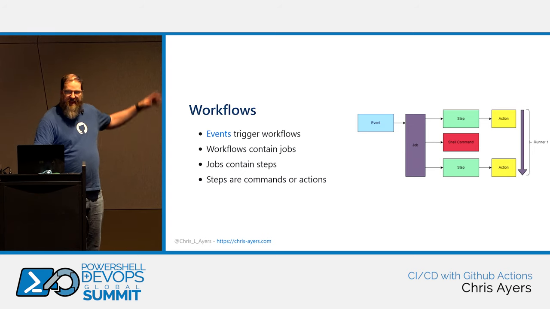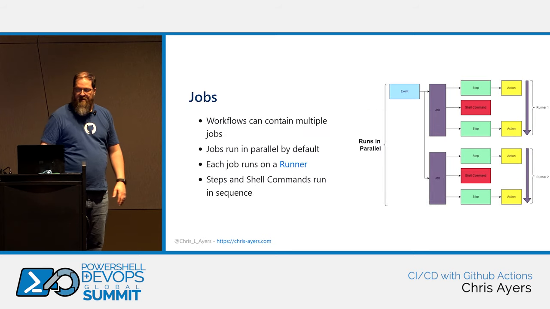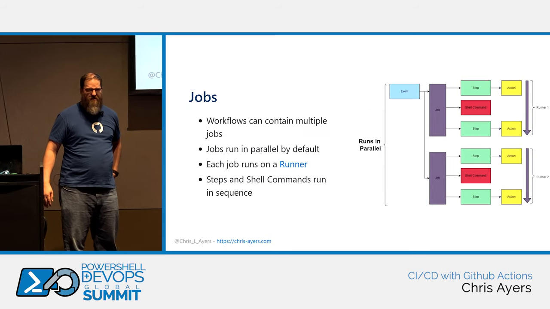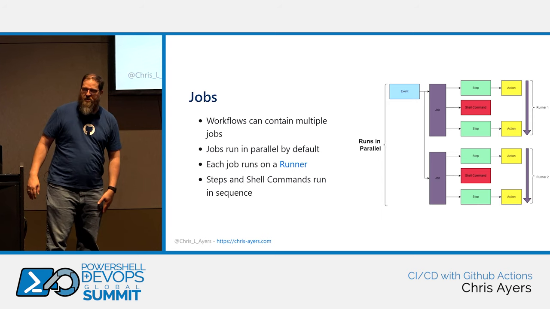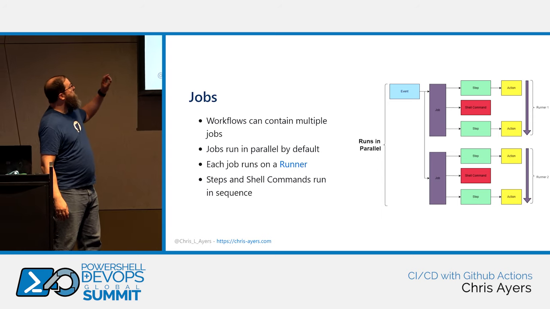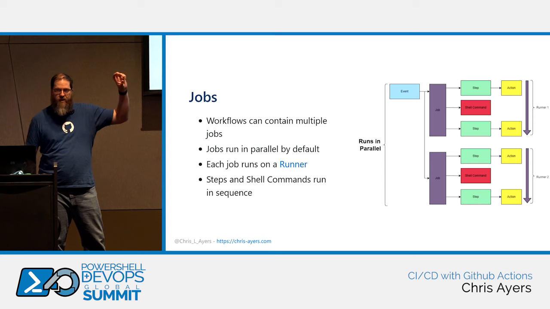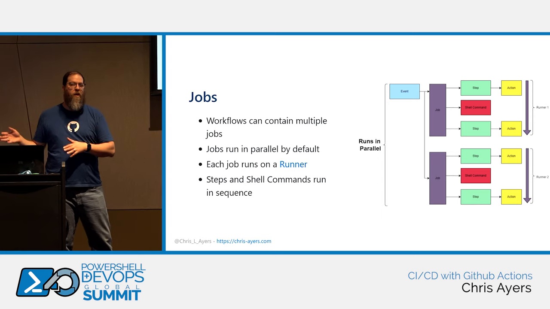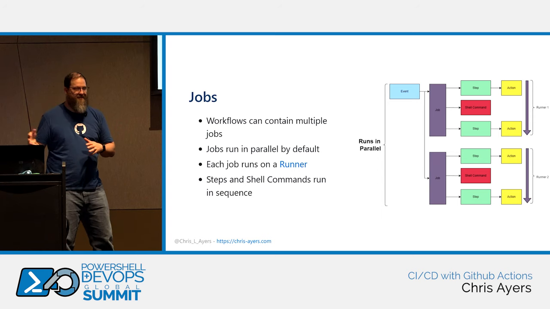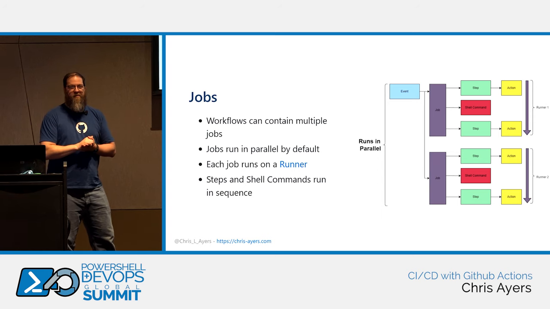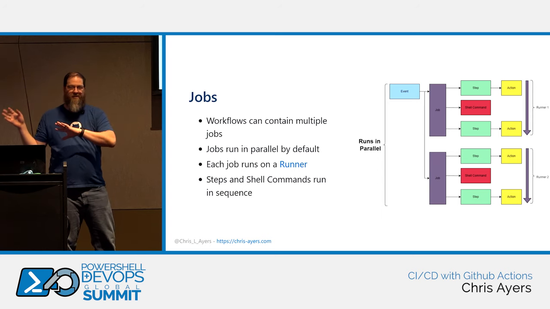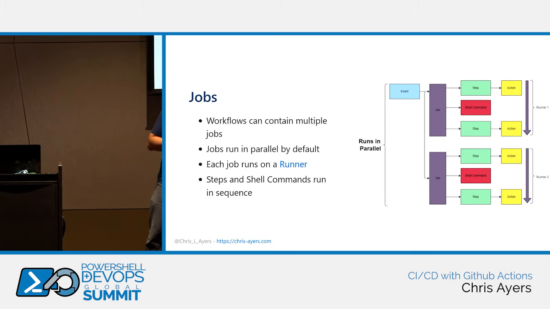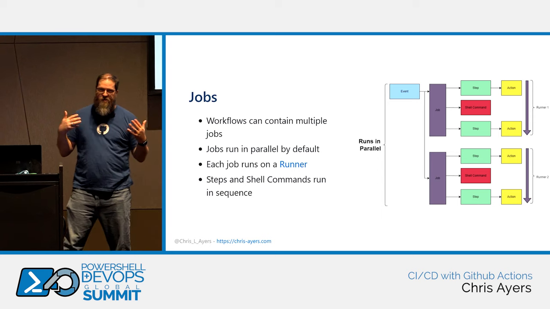Now, if that's all that was, it wouldn't be very interesting. We can have a lot of jobs. We can have up to, I think, 250 individual jobs, something like that. By default, they run in parallel, but you can set up dependencies. So you can say, I would like you to build before you try to deploy, please. Or, please test it before you deploy it. So you can have these jobs run in parallel, or you can have dependencies between them.